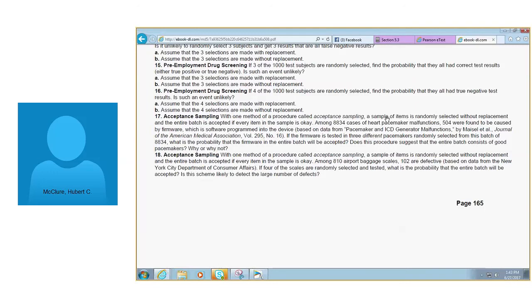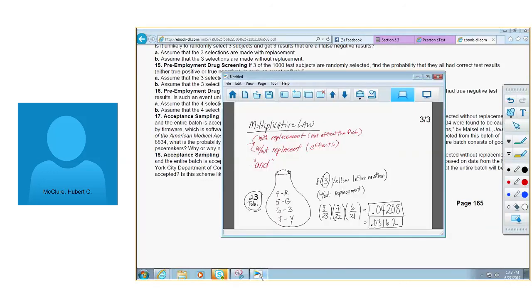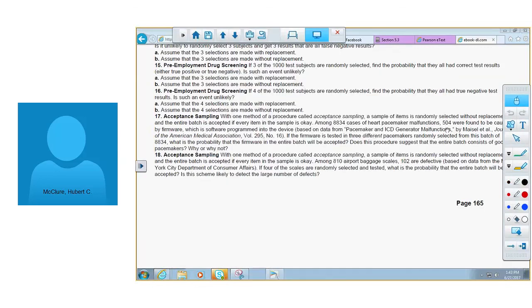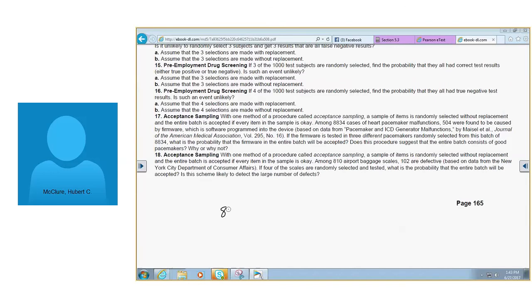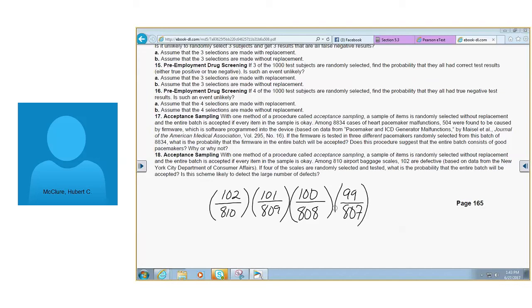Okay, so this one. Be 810 in the bottom and 102. So we picked one. Now we're going to pick the second one. How much will it be? 809. Good. 99 over 807. Multiply all those out. Give me 5 digits. 0, 0, 0, 2, 3.